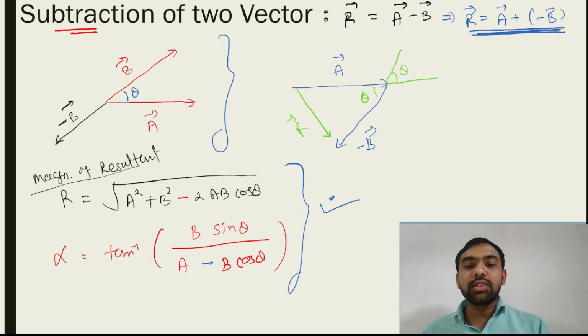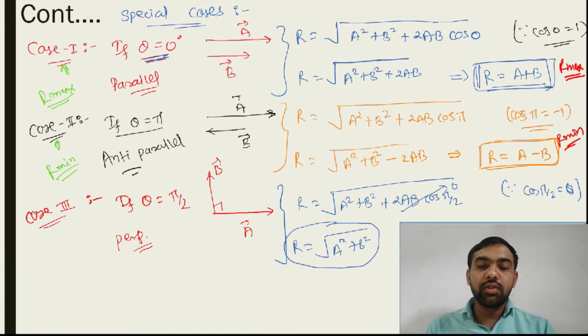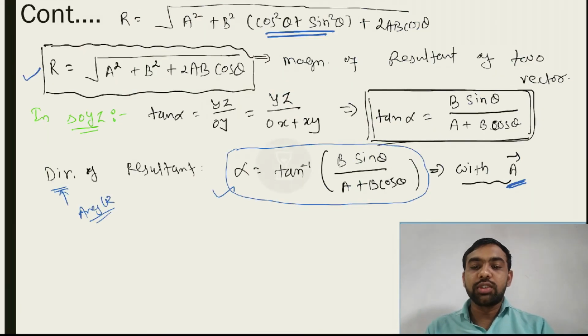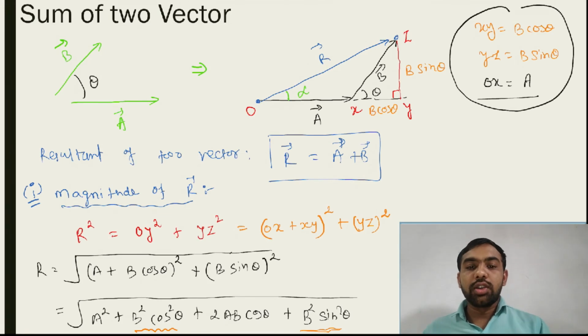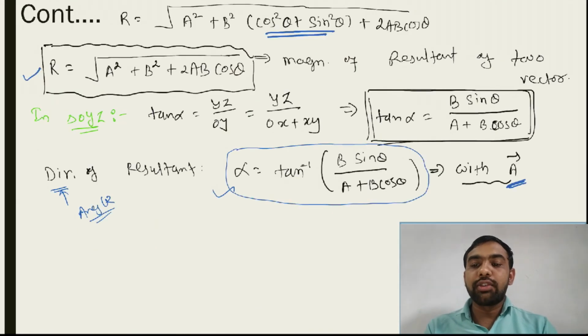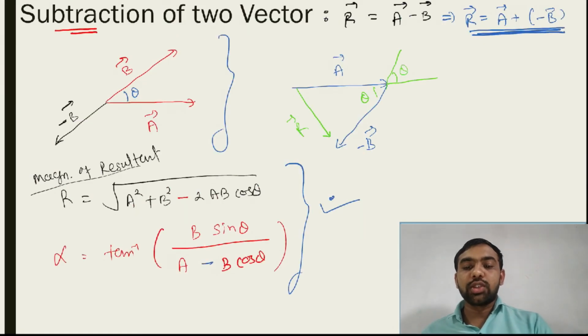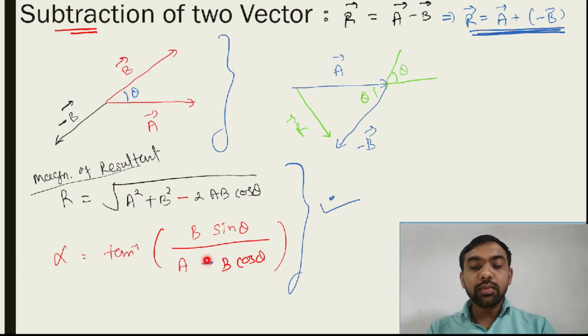And you just derive this relation by using the previous one. Whatever method we use for summation, exactly a similar method we use for subtraction also. And finally, after calculation, you get this answer. So you must remember these two results for subtraction.